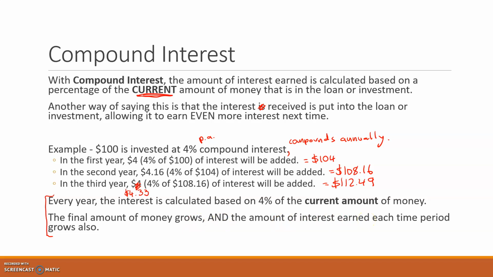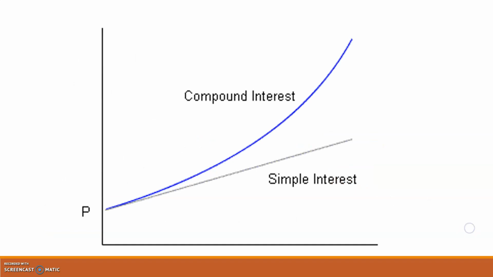So under simple, our money grew, but our interest never did. Under compound interest, our money and our interest grow, which causes even greater growth for us. So this graph here really shows that visually for us. With simple interest, we just have a straight line. So it has the constant gradient all the way along. It's increasing by the same amount of money every single year, $4 in our case.